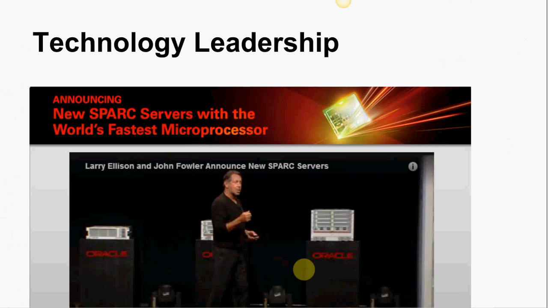Technology leadership, this is a clear one. Announcing new Spark servers with the world's fastest microprocessor. I mean, that kind of says it all. There's Larry Ellison declaring that he's got the world's fastest microprocessors. Well, you can't pass that one up. That's pretty clear. What the benefits of it are, I don't know.